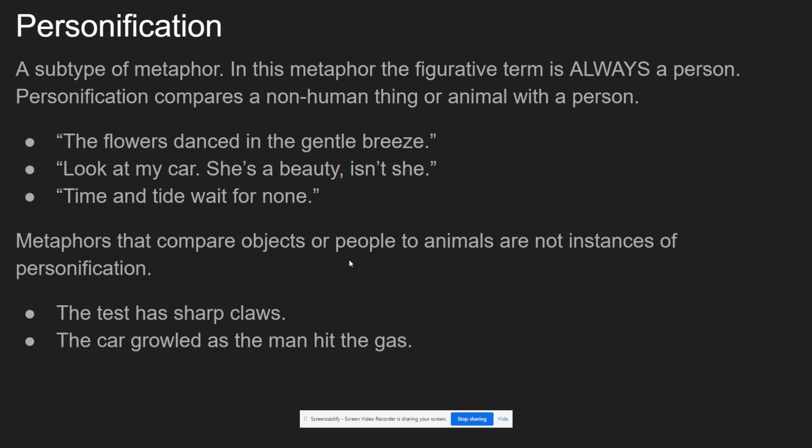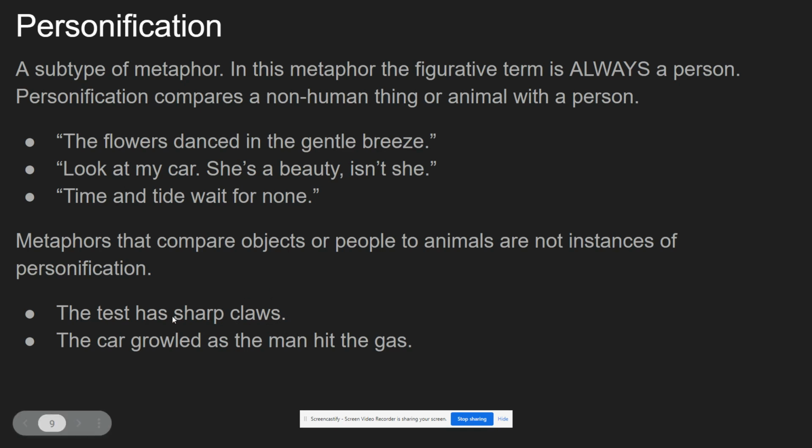Metaphors that compare. Be careful though. Metaphors that compare objects or people to animals are not instances of personification. So if you say something like the test has sharp claws, I know it's technically possible for a person to have claws, but when you hear hooves, you don't think zebras, right? You think horses. So with claws, generally we don't associate that term with people. It's not impossible to, but most people hear claws and they think of an animal. So this is probably not personification, definitely isn't. And if it is, it's very bad personification.